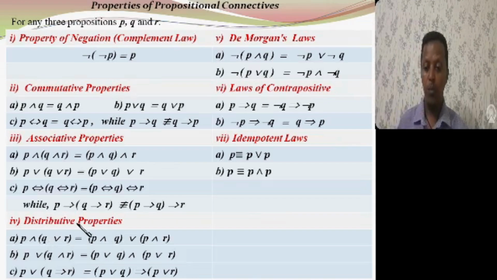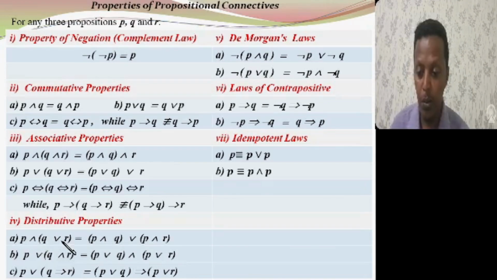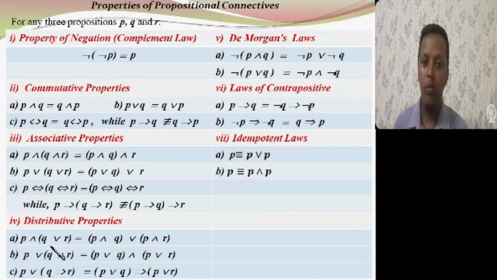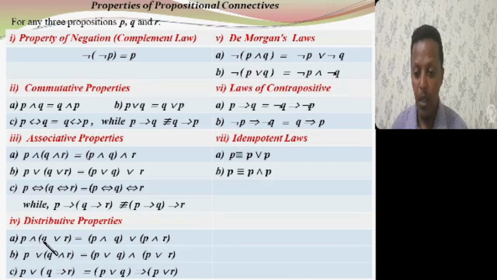Now for the distributive property, conjunction is distributive over disjunction. Just the way we say multiplication is distributive over addition, in logic, conjunction is distributive over disjunction, meaning P and (Q or R) is equivalent to (P and Q) or (P and R). That means we distribute conjunction over disjunction. Similarly, you can distribute disjunction over conjunction. Even disjunction is distributive over implication. P or (Q implies R) is equivalent to (P or Q) implies (P or R).